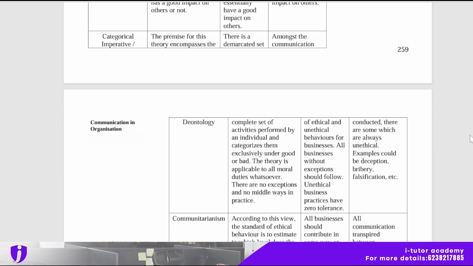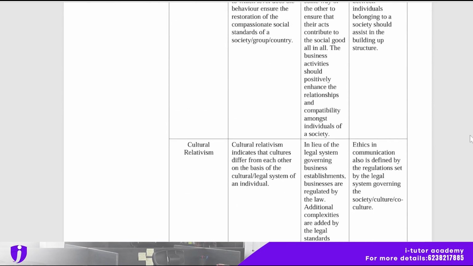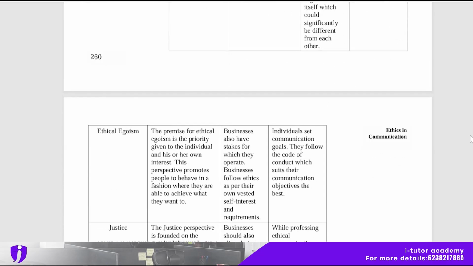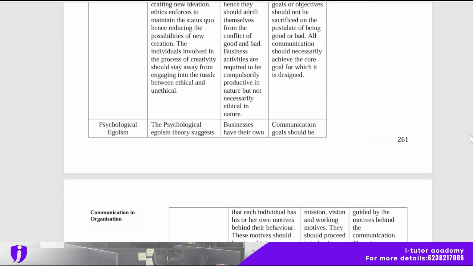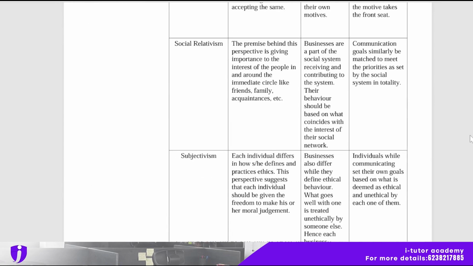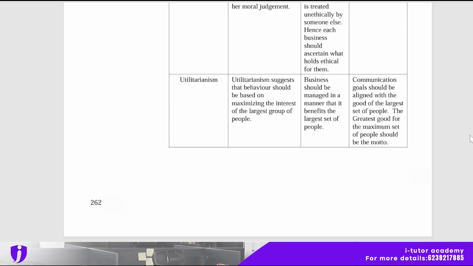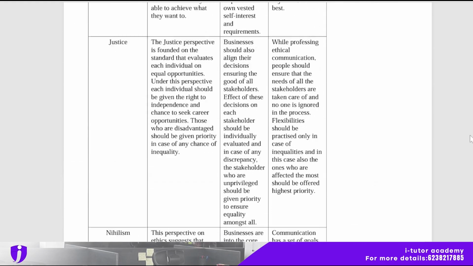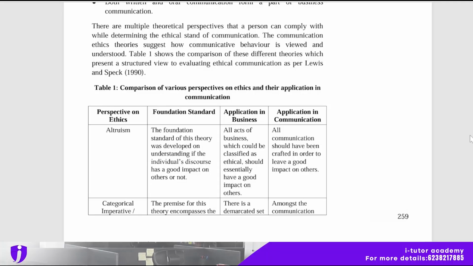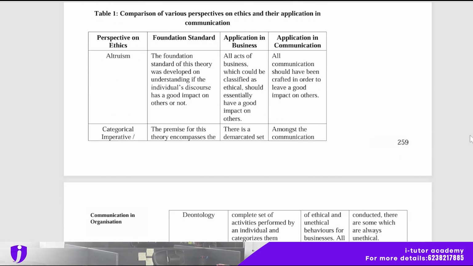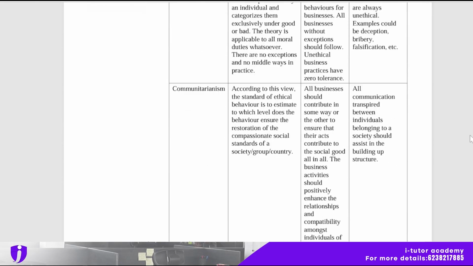deontology, communitarianism, and cultural relativism, and ethical egoism, justice, and nihilism, psychological egoism, and social relativism, subjectivism, utilitarianism. So these are the perspectives on ethics. It is divided on foundation, standard, application in business, and application in communication. So this table compares various perspectives on ethics and their application. You can just refer to this table, and in between, if you have any doubt, you can contact us anytime.